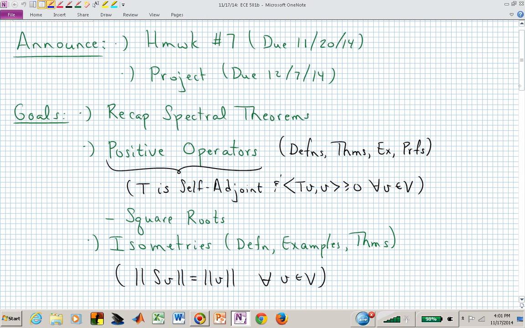What I want to do today is first remind us, maybe remind me, of where we are. And by that we will simply recap the spectral theorems and sort of show what they give us in terms of properties. Then we'll move into something new, which is positive operators. And the next topic, which I don't know if we will get to, is isometries.